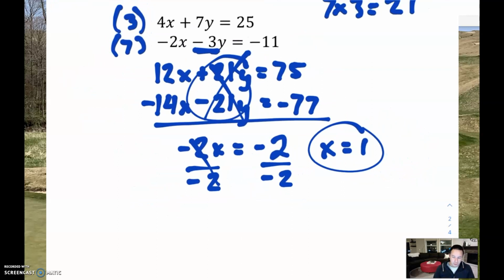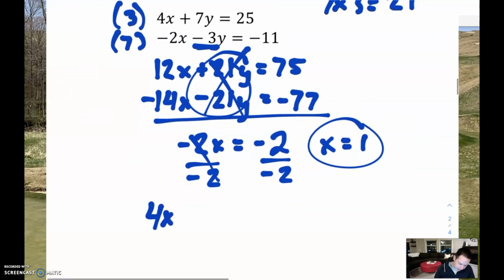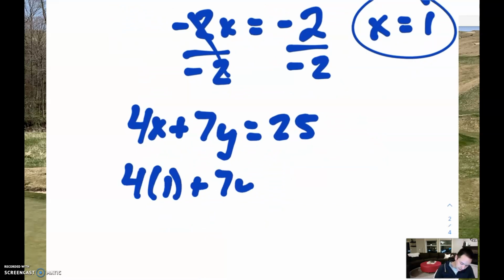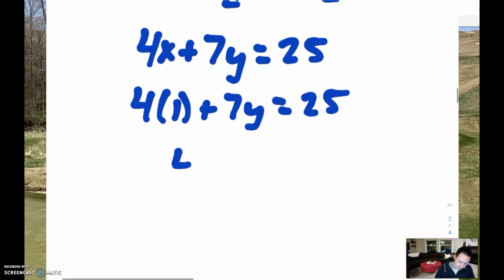To solve for y, we can just plug it into the top. So we have 4x plus 7y equals 25. And I'm going to replace the x with a 1. So we have 4 times 1 plus 7y is 25. Then just simplify and solve.